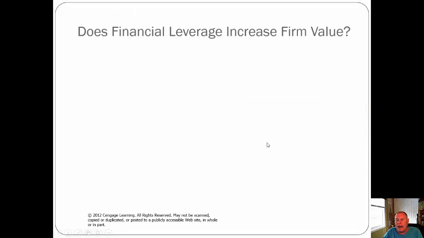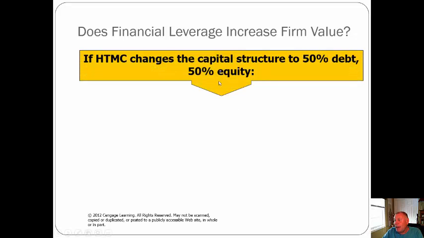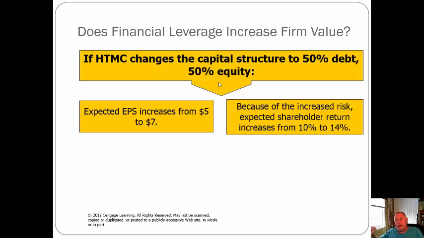Let's keep looking at this and ask, does leverage increase the firm's value? We did see that earnings per share went up. So if we're changing the capital structure, there's probably a couple of things that happen. The first thing is the shareholders are now taking on more risk. Okay, so if you remember last week's discussion, the higher the risk, the greater the expected return. So as a shareholder, instead of expecting a return of 10, I now want 14% return because I have more risk.